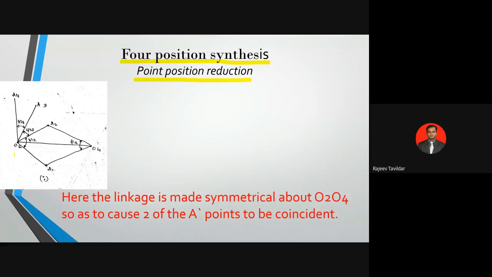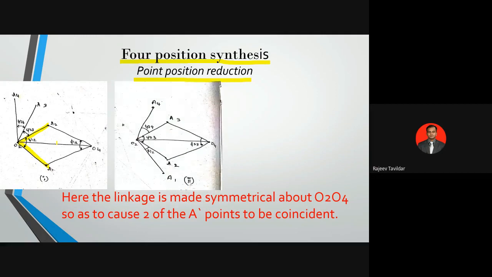What we have done here is, in the four positions of the input link, I have placed O2 A1 and O2 A2 such that they are symmetrical about the O2 O4 line. They are exactly symmetrical about this O2 O4 line. Why are we doing this? I'll let you know. Let us look at the second example here.